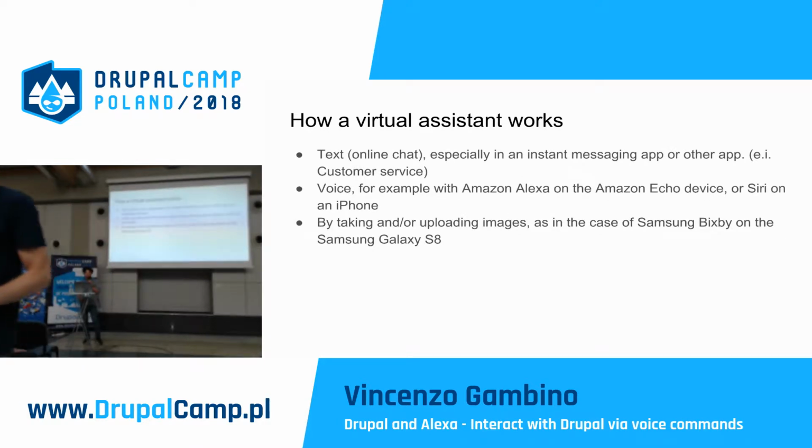A virtual assistant can work in different ways. One is text, for example in an instant messaging app or chat. For example, in customer service, a user writes, how can I top up my phone? And the chatbot can read this request and then paste some link in the chat or divert it to the right person. Or by voice, for example Alexa from Amazon or Siri on the iPhone. Or, for example, even by uploading a picture, like Bixby on the Samsung Galaxy S8, and the same thing that Google does on its phones.